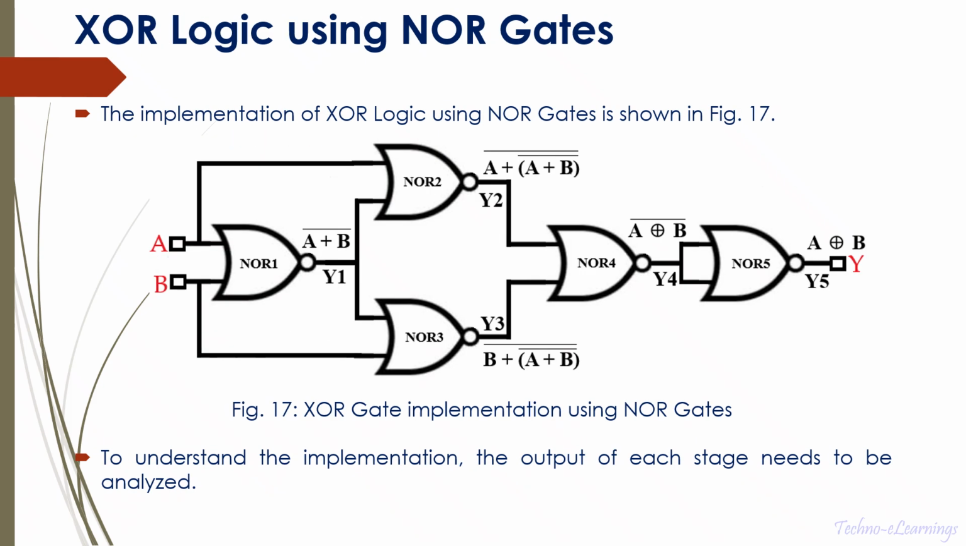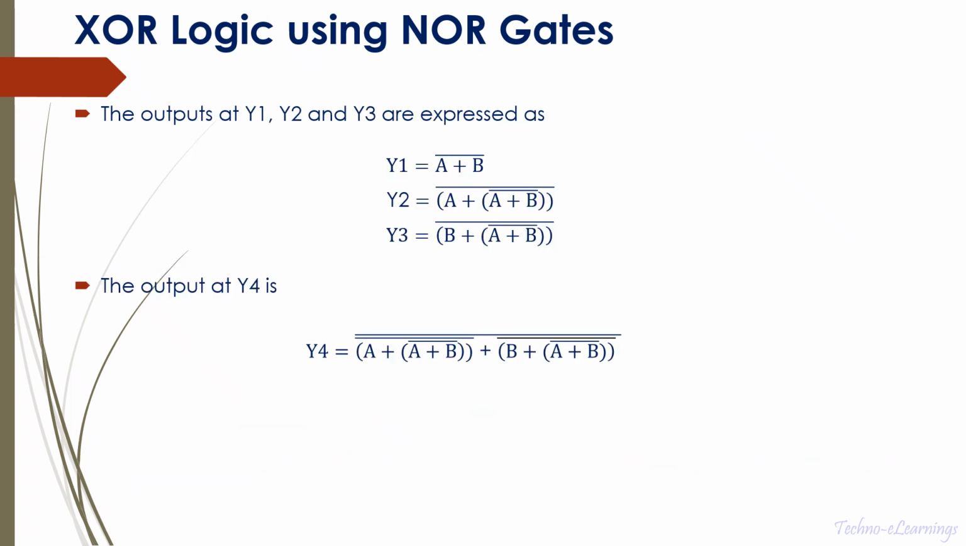XOR logic using NOR gates. The implementation of XOR logic using NOR gates is shown in figure 17. To understand the implementation, the output of each stage needs to be analyzed. The outputs at Y1, Y2 and Y3 are expressed as Y1 equals (A plus B) bar, Y2 equals (A plus (A plus B) bar) bar and Y3 equals (B plus (A plus B) bar) bar. The output at Y4 is Y4 equals ((A plus (A plus B) bar) bar plus (B plus (A plus B) bar) bar) bar.